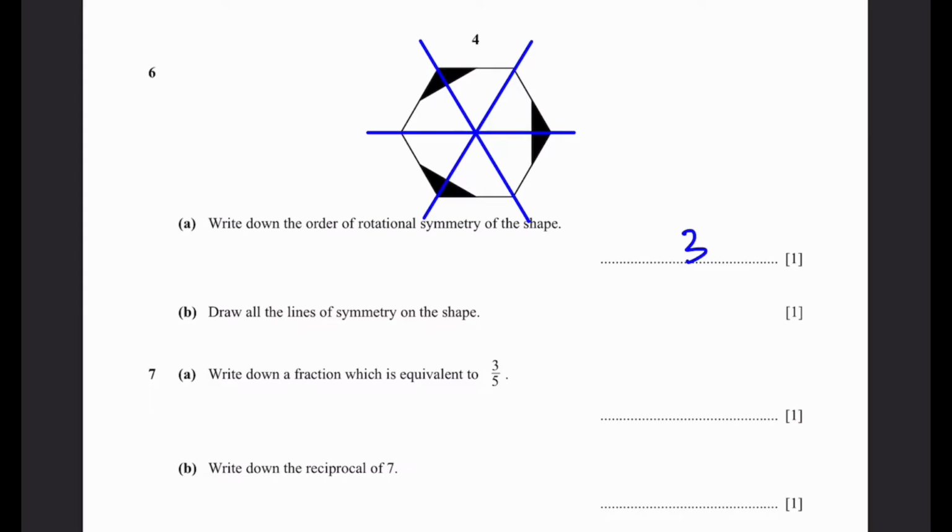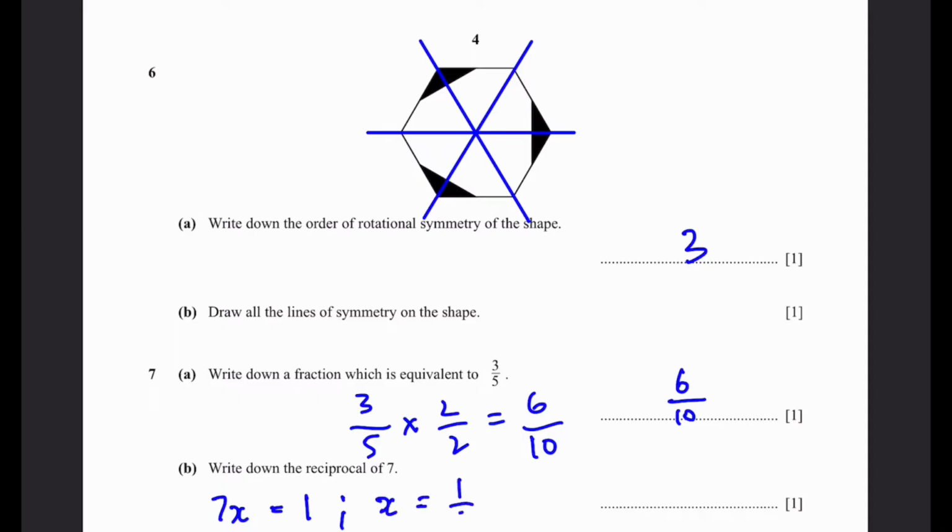Now let's go to question 7. Write down a fraction which is equivalent to 3 by 5. This is quite easy enough. Let's just multiply the numerator and denominator by 2. So 3 by 5 multiplied by 2 on both sides, that's 6 by 10. And that's the answer. B. Write down the reciprocal of 7. The reciprocal is something you need to multiply so that you get the answer as 1. So 7x equals 1, and then x is equal to 1 by 7. So the answer is 1 by 7.